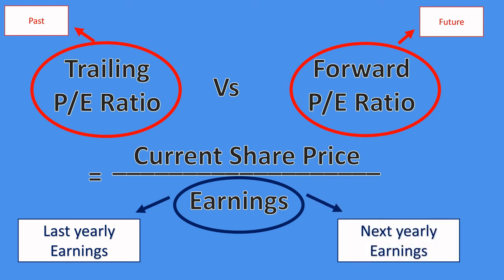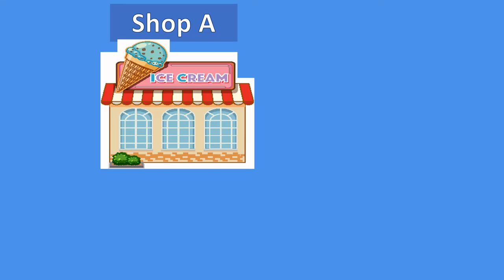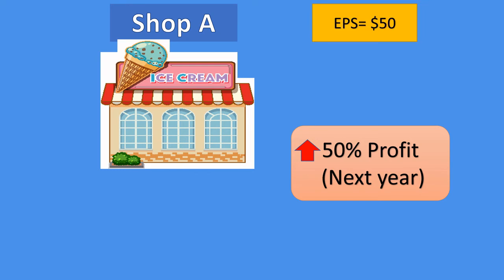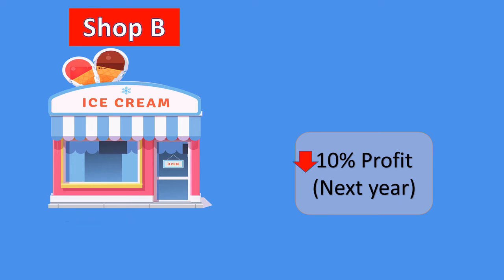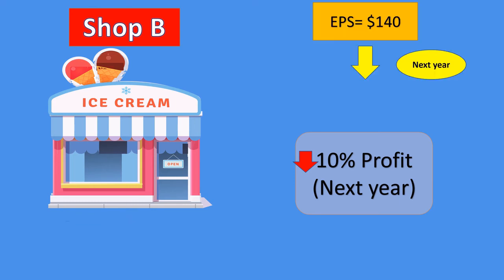So let's assume Sam is correct and work out what this means for Shop A. Shop A's earnings per share, or EPS, will be $75 next year. That means a Shop A share would earn $75 next year. Shop B's share would earn less next year, with their earnings per share, or EPS, being $126.